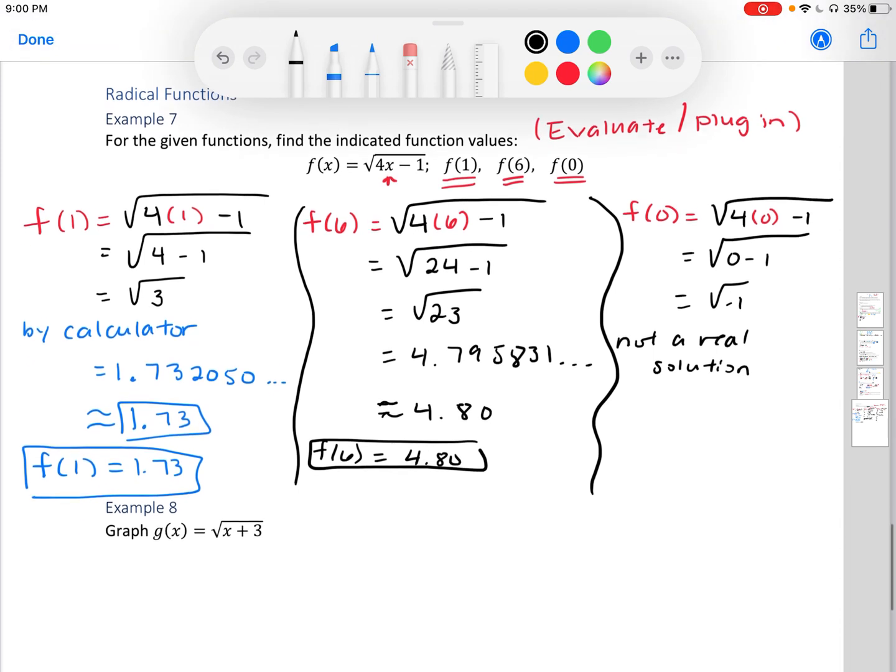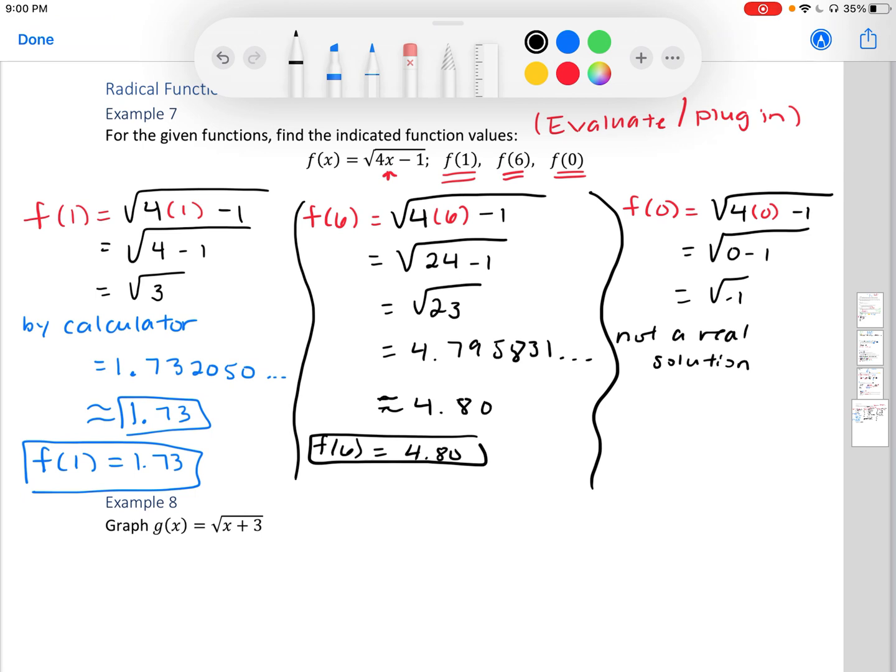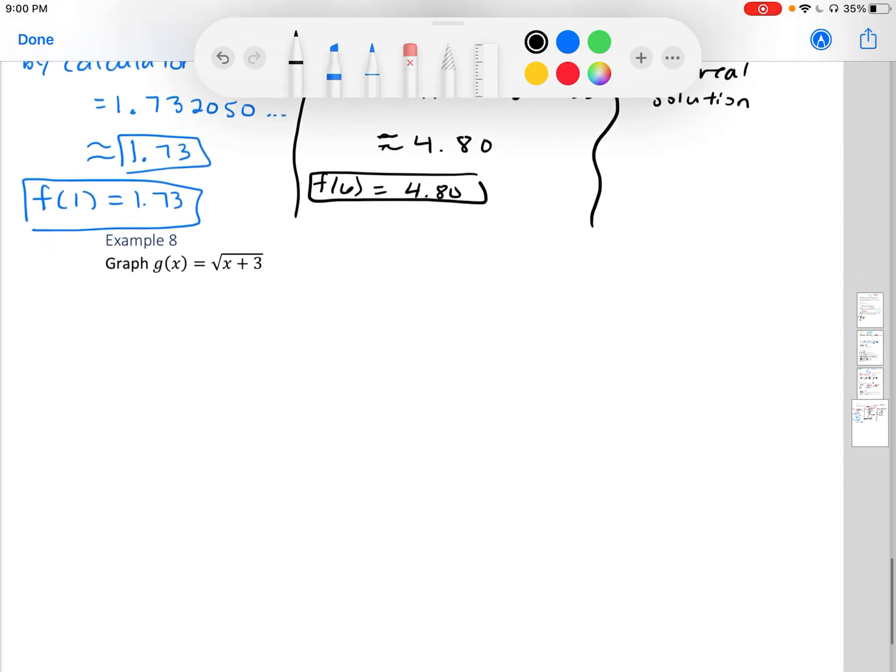Example 8. Graph g of x equals the square root of x plus 3. So with these radical functions, because I can't take the square root of a negative, the parent function, g of x equals the square root of x, looks like this. It starts at 0, so I could take the square root of 0, and it has this shape here. So this is our parent function.